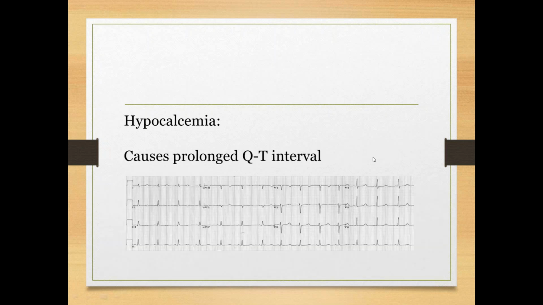Now hypocalcemia, there is prolonged QT interval. Hypocalcemia, lower level of calcium than normal. If you do an ECG, look for the QT interval and you can see a prolonged QRS and then T. You can see a prolongation of the QT interval. QRS and then T, you can see prolongation of the QT interval.